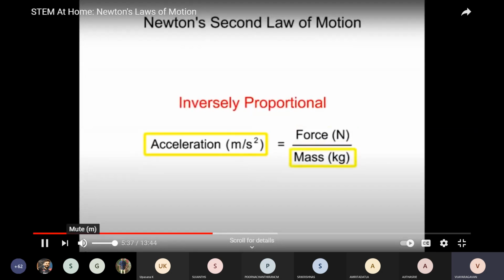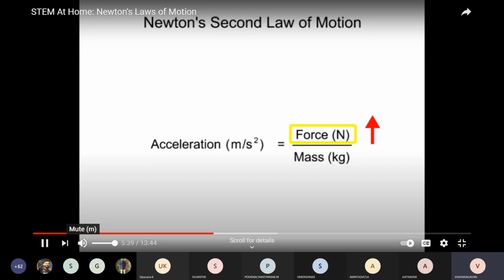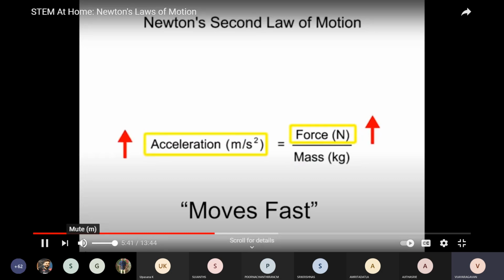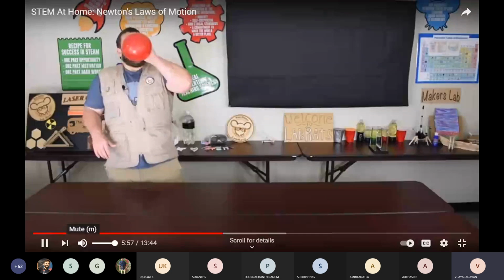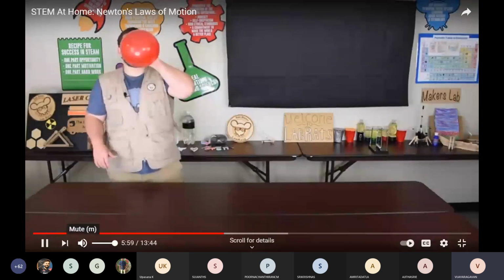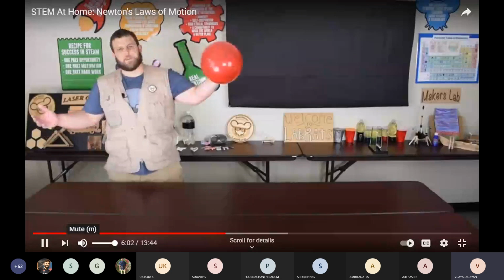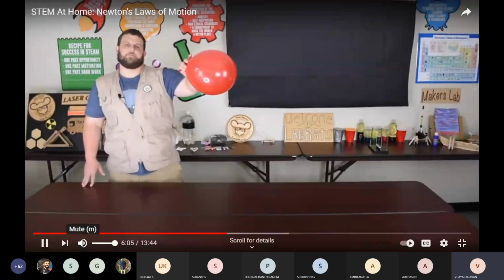For our second experiment, all you're going to need is a balloon. Now, blow it up as big as you can. What do you think will happen if I let this go? Went all the way out the room.